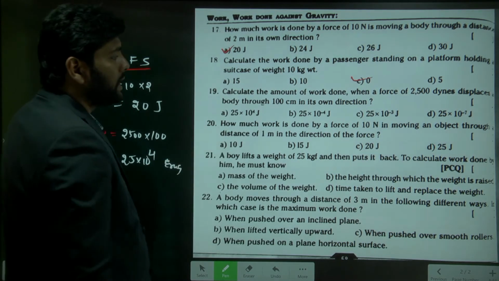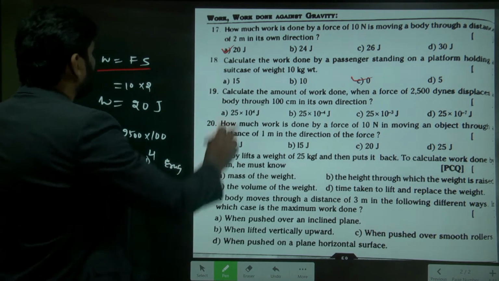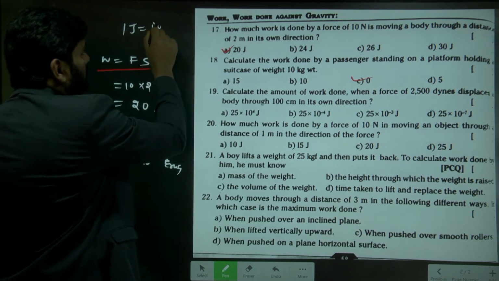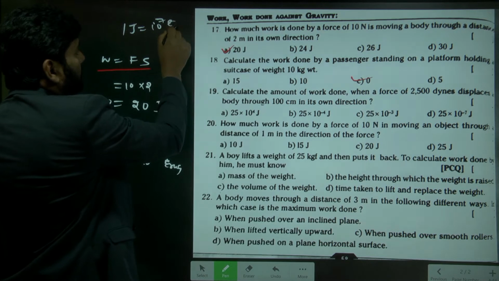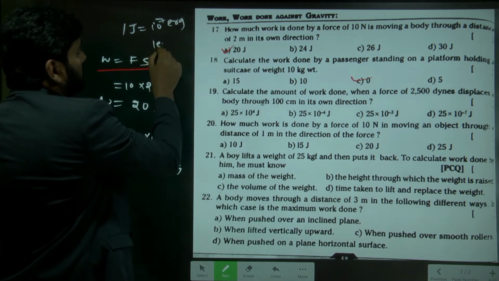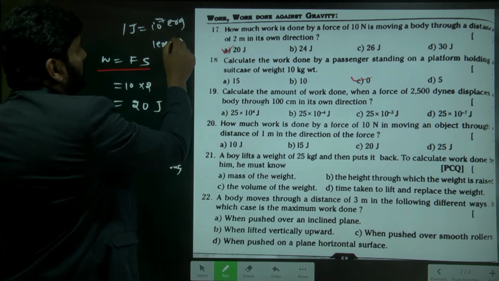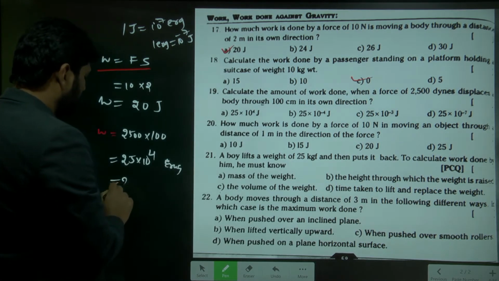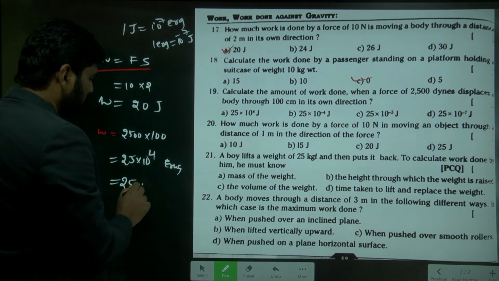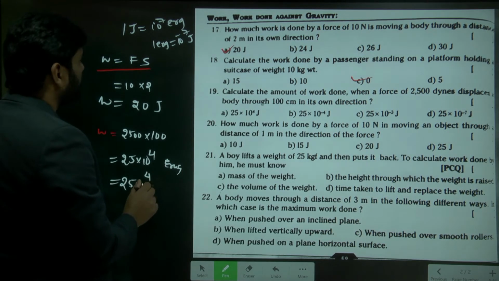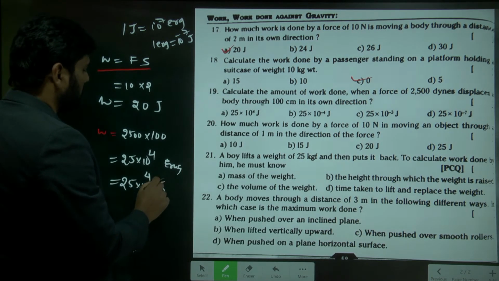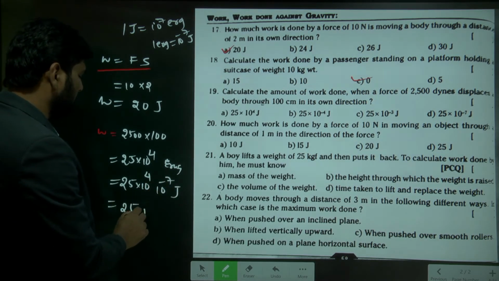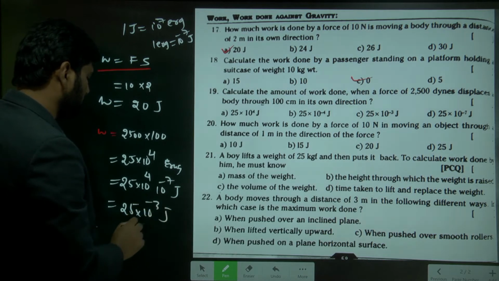But here the question is asking in joules. So what is the relation between 1 joule and 1 erg? 1 joule is equal to 10 power 7 erg. So 1 erg is equal to how many joules? 10 power minus 7 joules. So you can apply the same thing here. 25 into 10 power 4 erg is equal to how many joules? 10 power minus 7 joules. So that is equal to 25 into 10 power minus 3 joules.